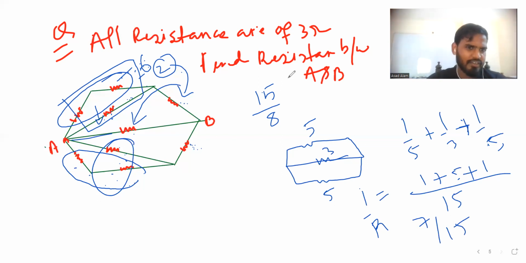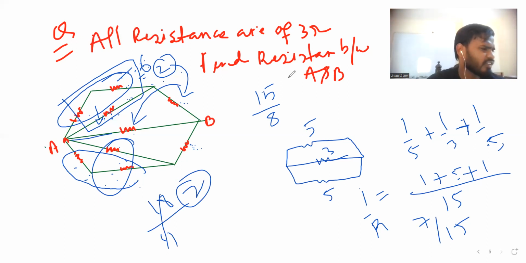Let me check. 6 and 3 in parallel is 18 by 9, which is 2, correct, and then 2 and 3. Is anything left here? The answer is something else. Okay, we'll solve it later, no problem. So that is what the answer is coming.